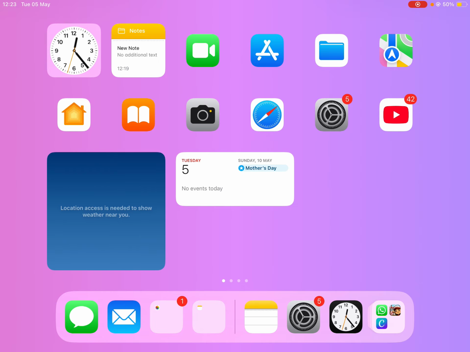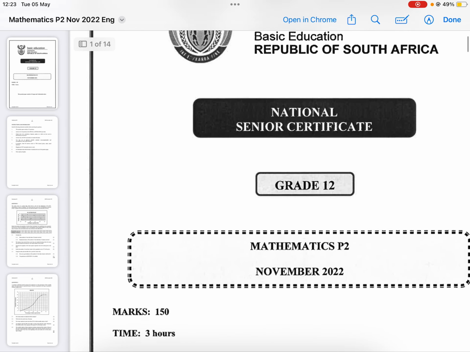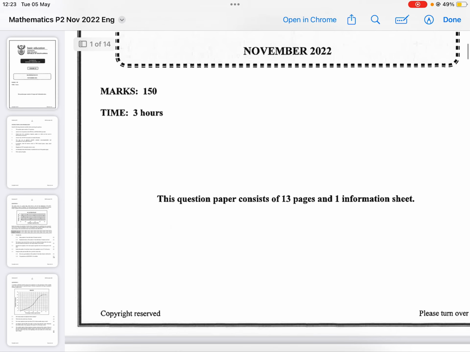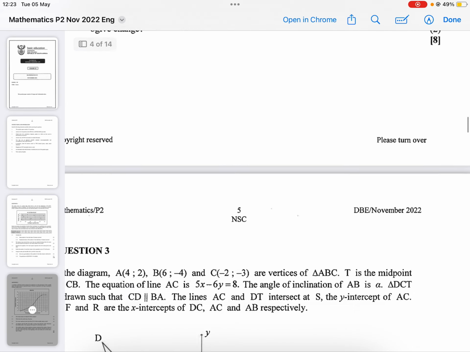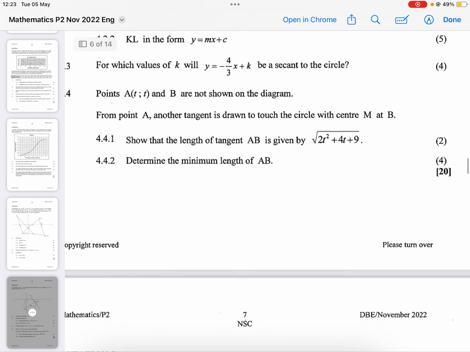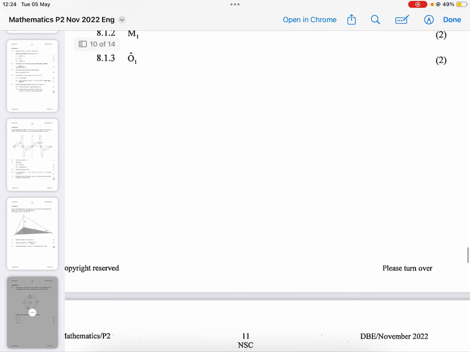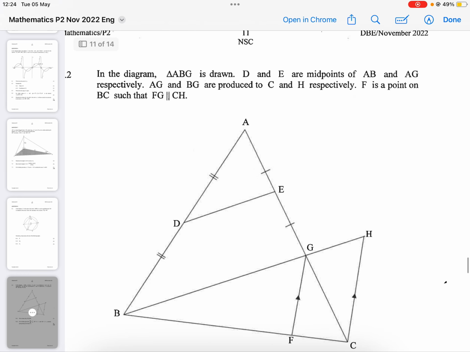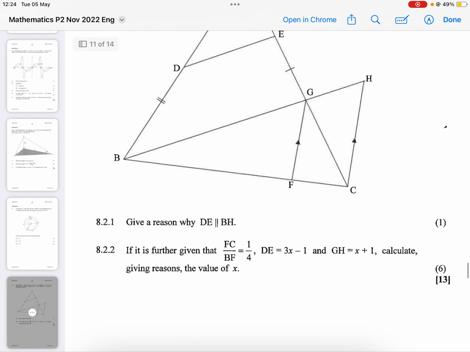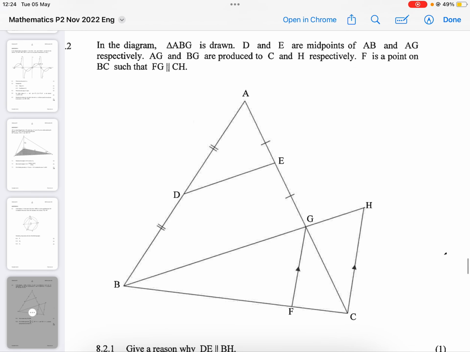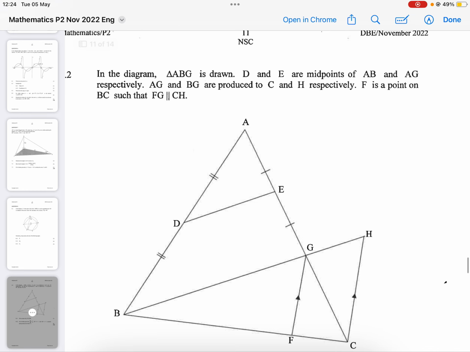Today, I'm going to cover a question with regard to proportionality and midpoint theorem. So there's the question paper, November 2022. I'm going to navigate to a question where it requires us to use the theorem of proportionality and the midpoint theorem. So this is the question. We're given the details there.